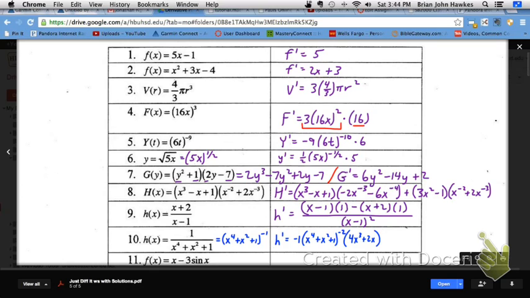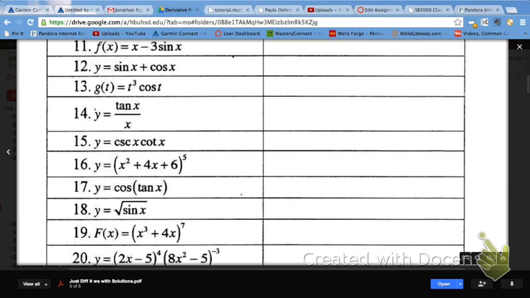So that's the first 10. I think I have 10 more. I'm only looking at the top half here. That's why I said that. Okay, f prime, number 11, is equal to 1 minus, so the derivative of x is 1. The derivative of negative 3 sine x is negative 3 cosine x. Okay, number 12, y prime. The derivative of sine is cosine, and the derivative of cosine is negative sine.